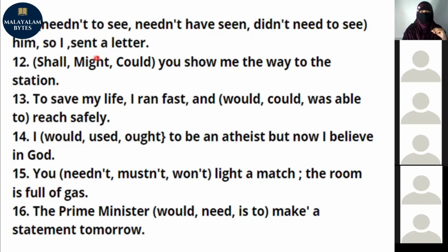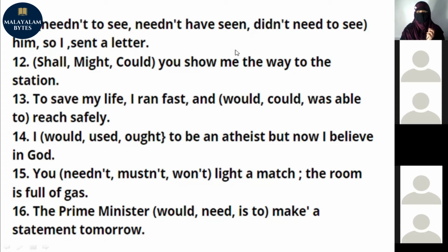What is the correct answer for the first one? I needn't see, needn't have seen, didn't need to see him, so I sent a letter. Needn't have seen him. I needn't have seen him, so I sent a letter. Can you just check the options once more? Needn't to see. Needing to see. Didn't need to see is more correct. I didn't need to see him, so I sent a letter.